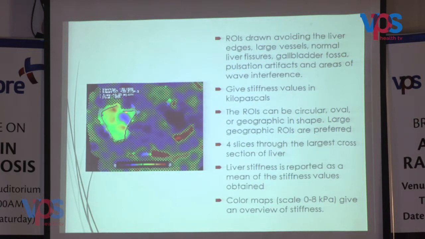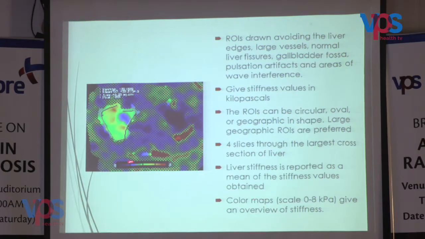So regions of interest are drawn, avoiding the liver edges, large vessels and normal liver tissue, and avoiding the gallbladder fossa, pulsation artifacts, etc. And once you draw it, the system generates a stiffness value in kilopascals. So you have to take some care to include a larger area of liver so that your values can be more representative.